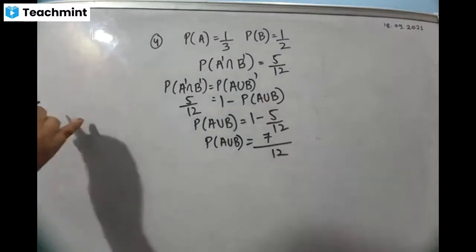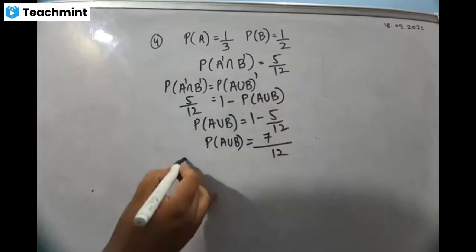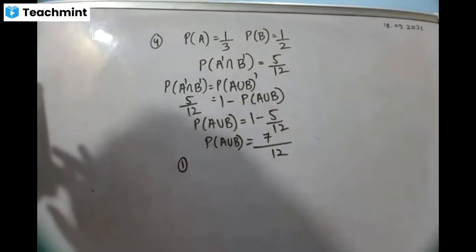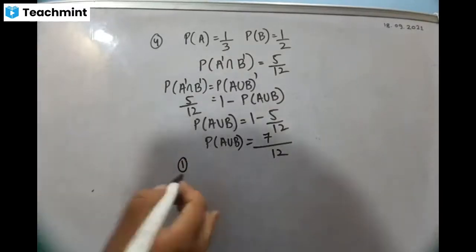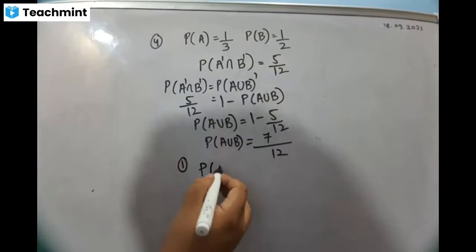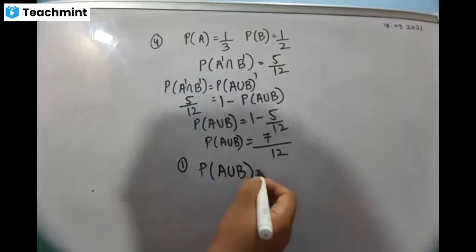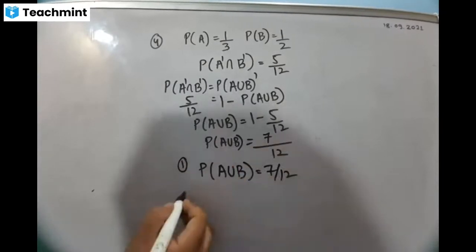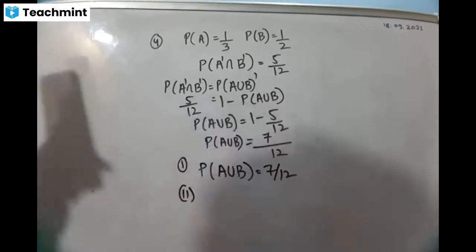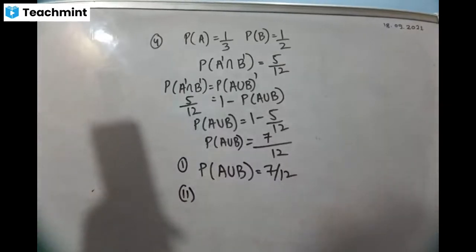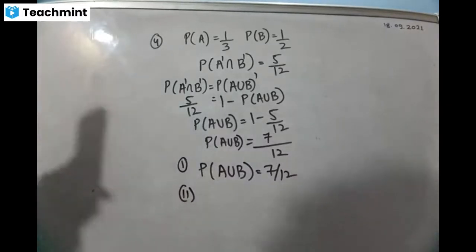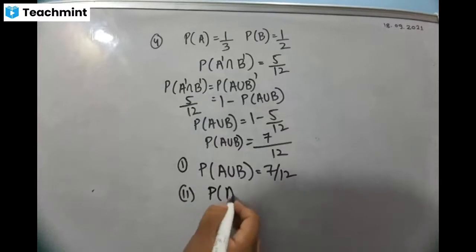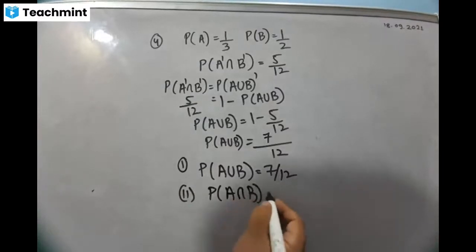The first one that they have asked is probability of A or B. That means A union B. We already got 7 by 12. That is the first answer. Number 2, what they have asked is probability of A and B. That means they have asked A intersection B.